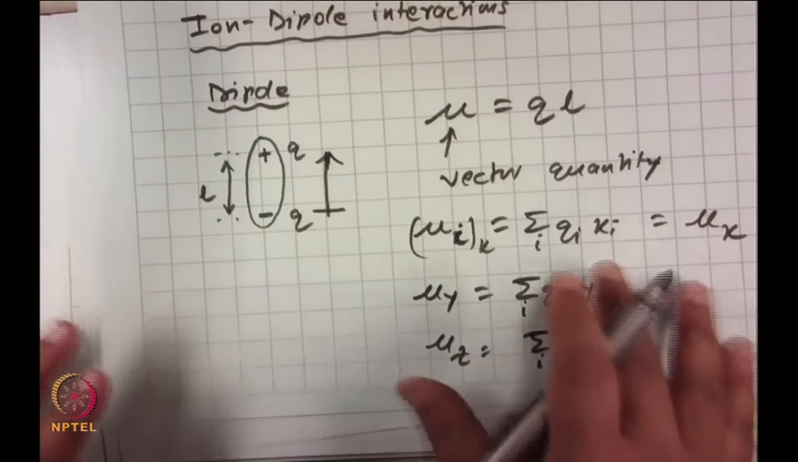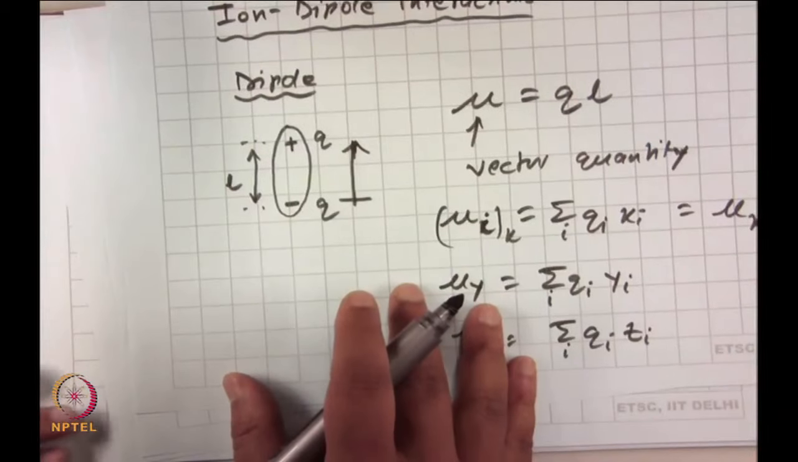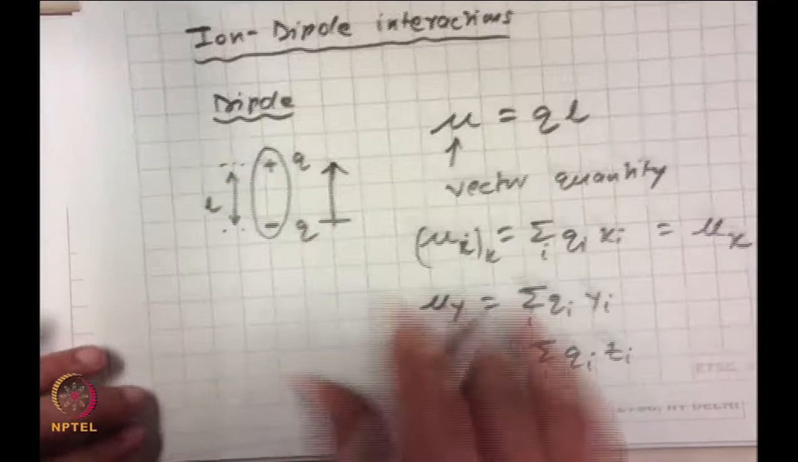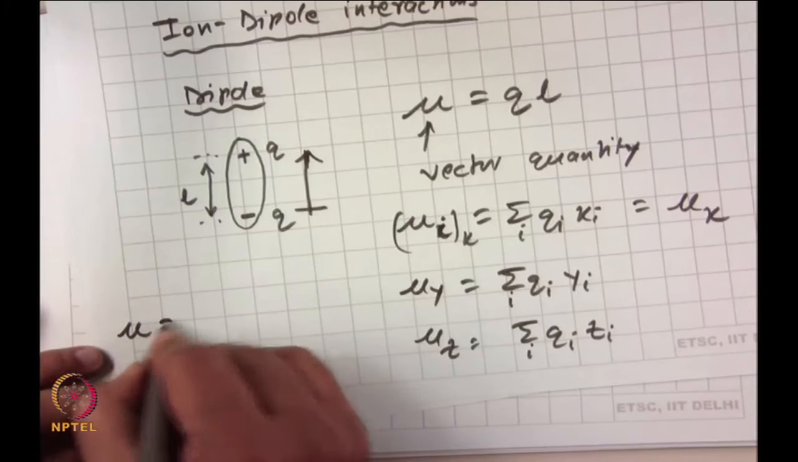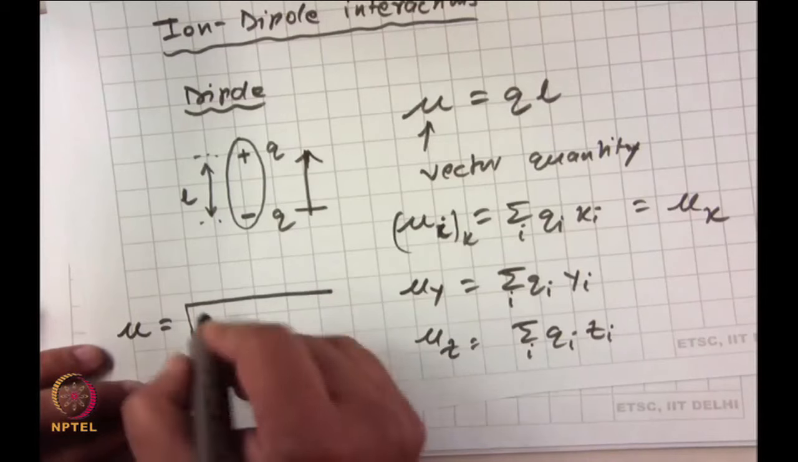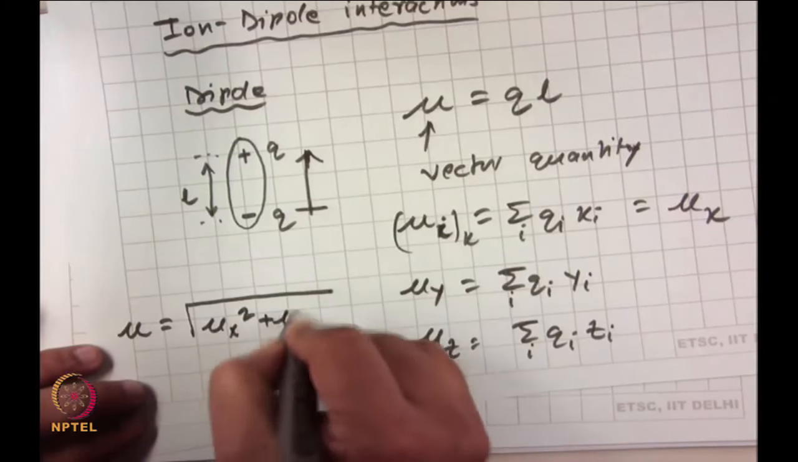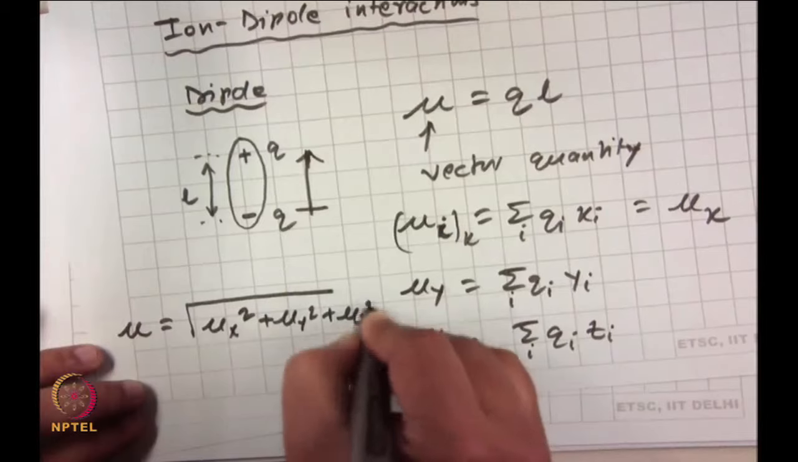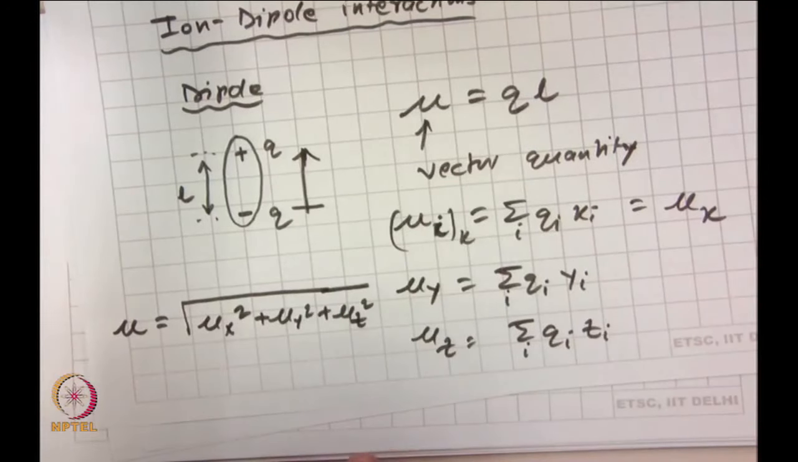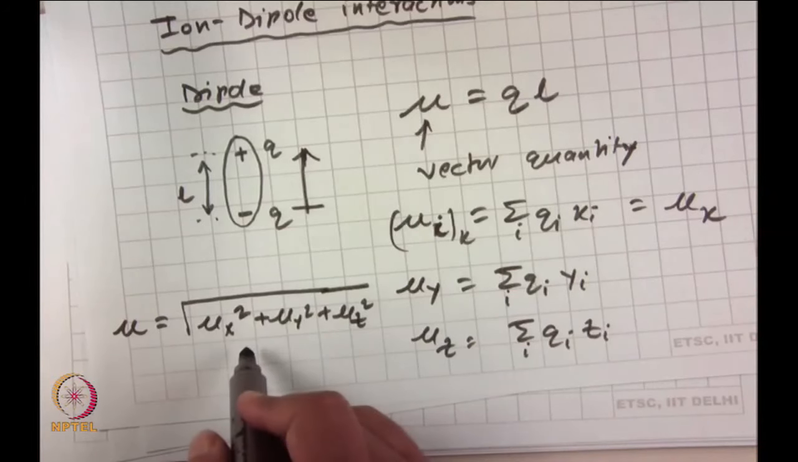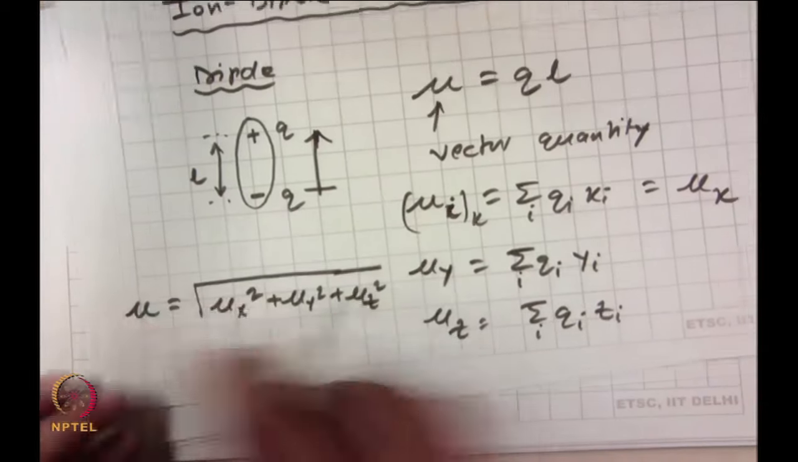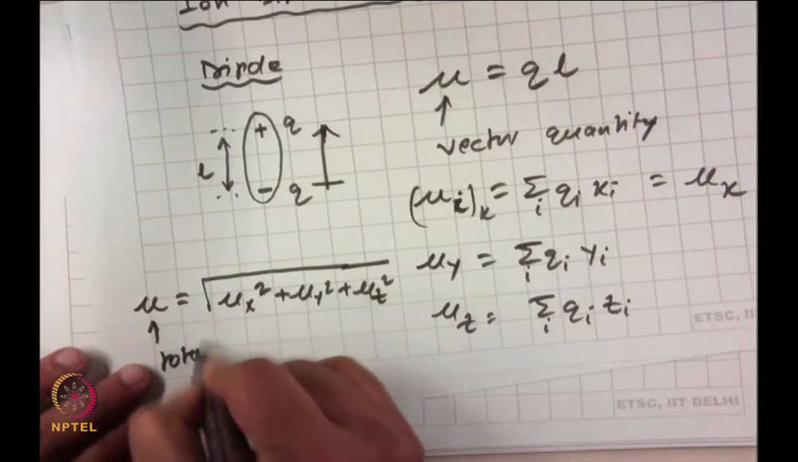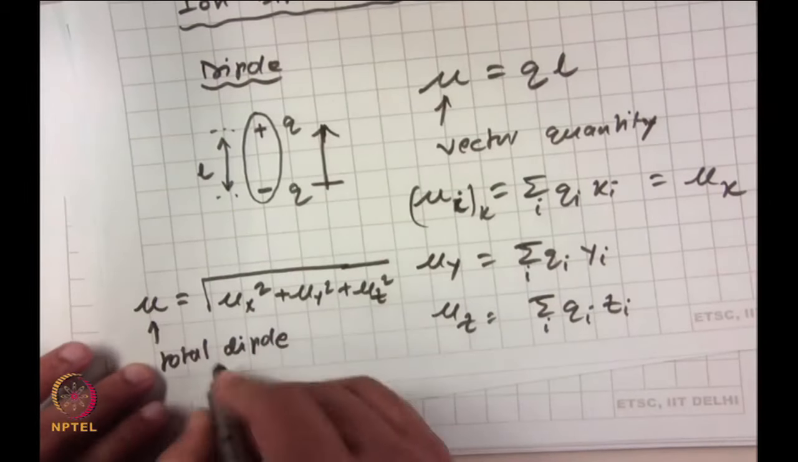If I have these, what is your total dipole moment now? The magnitude. So, I can write based on this, mu is equal to root over mu x squared plus mu y squared plus mu z squared. This is your total dipole moment. This is essentially the square root of the sum of the squares of your dipole moments in the respective coordinates. So, this is your total dipole moment.